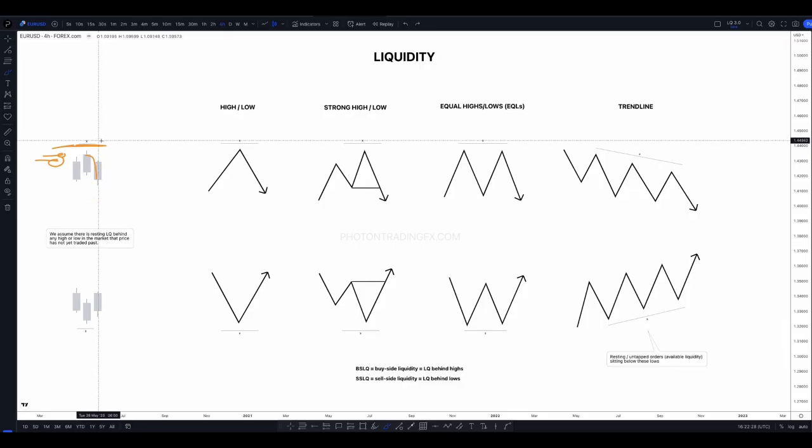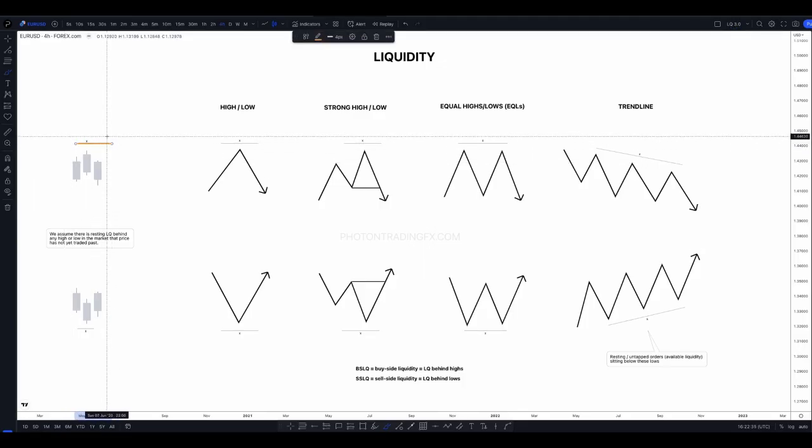So that's why we then use, or if you do it like me, I just use a line with a little X on it just to show resting liquidity there, or we assume there is resting liquidity, okay? And that's the bare minimum.